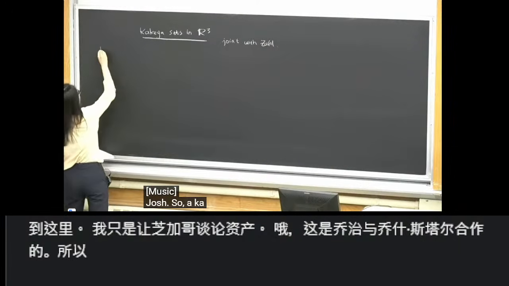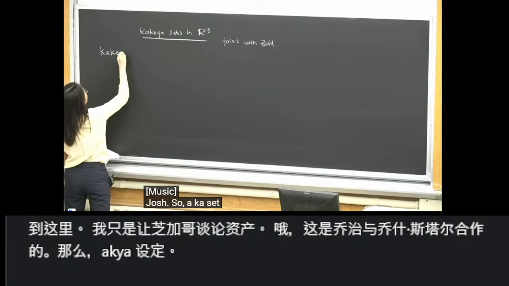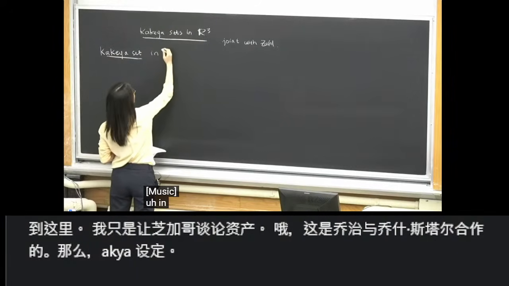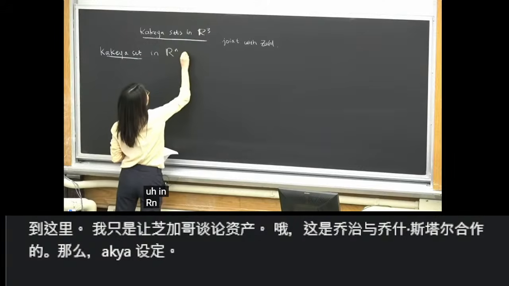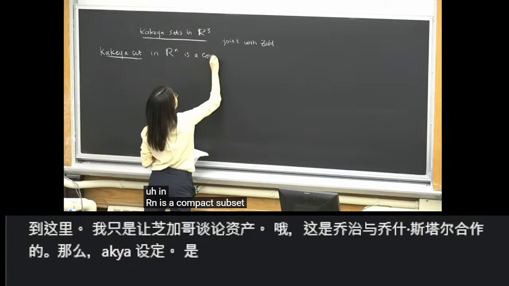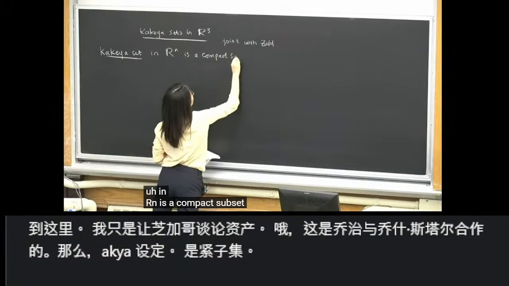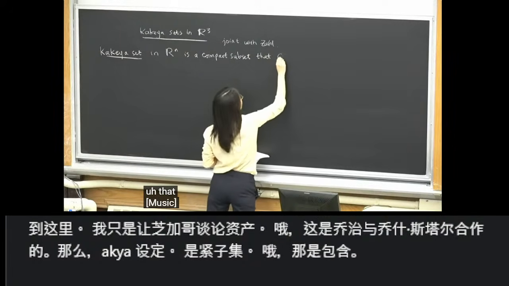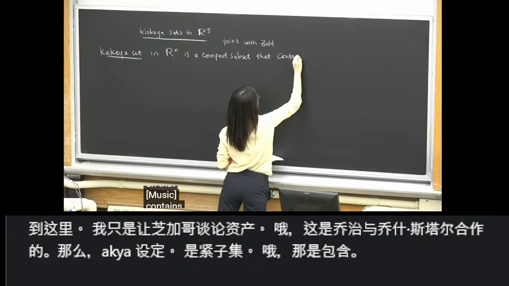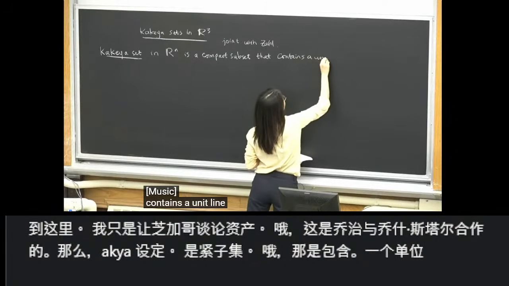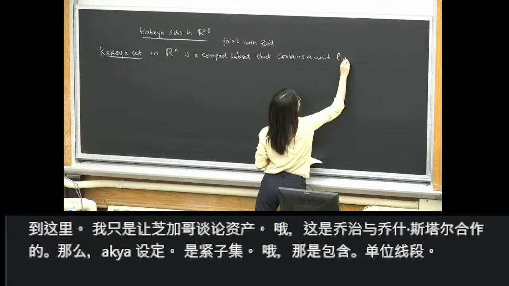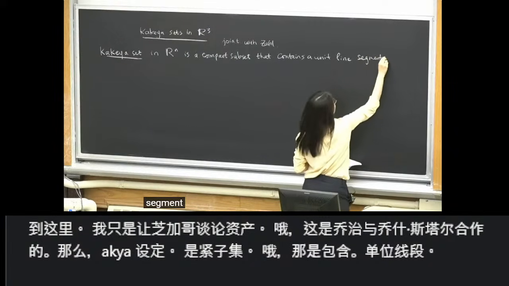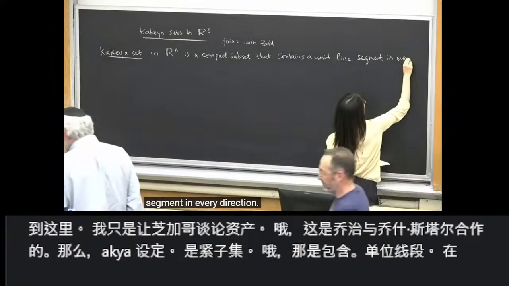So a Kakeya set in Rn is a compact subset that contains a unit line segment in every direction.